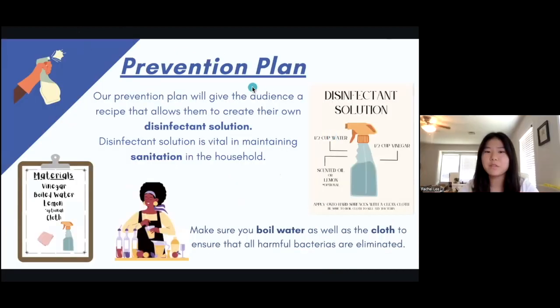So this comes to our prevention plan. For our innovative solution for typhoid, our group chose to create a recipe that the audience can use as a disinfectant solution. The disinfectant solution would include 3 simple ingredients, one being completely optional. It includes boiled water, vinegar, and an option of scented oils or lemons just in case they wanted to make it smell better. Not only are these ingredients generally affordable and accessible, but the ingredients, specifically the vinegar, are known to kill microorganisms such as bacteria and viruses, which is vital to preventing disease such as typhoid.